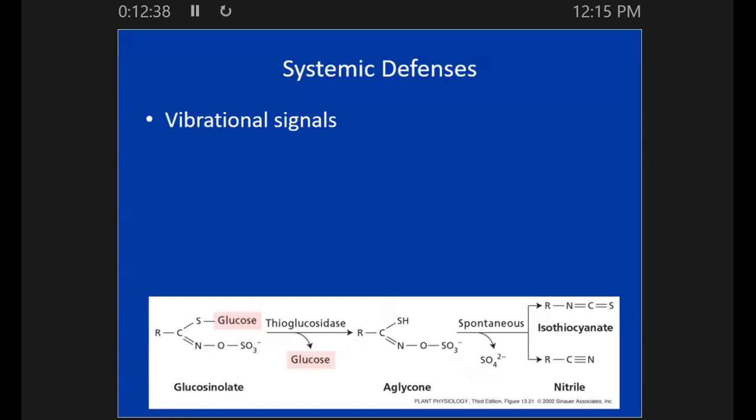We also have vibrational signals, which again, they just didn't think that this was a thing, that plants could do this. But basically, when you think about an insect crawling on the leaf, let's say, or a caterpillar chewing on the leaf, that does send out vibrations, whether it be the vibration of them crawling or the chewing vibration. That leaf tissue can pick up on that vibration, that energy, and they can respond to that.